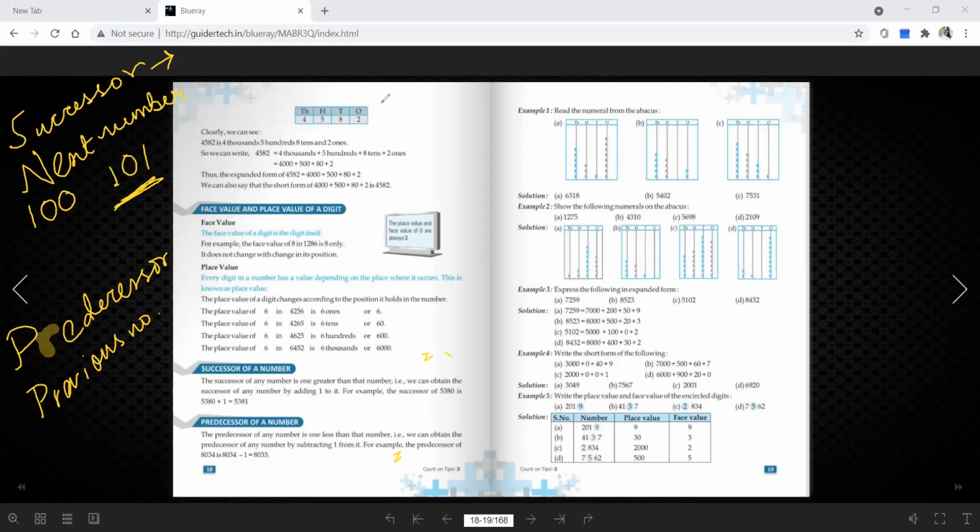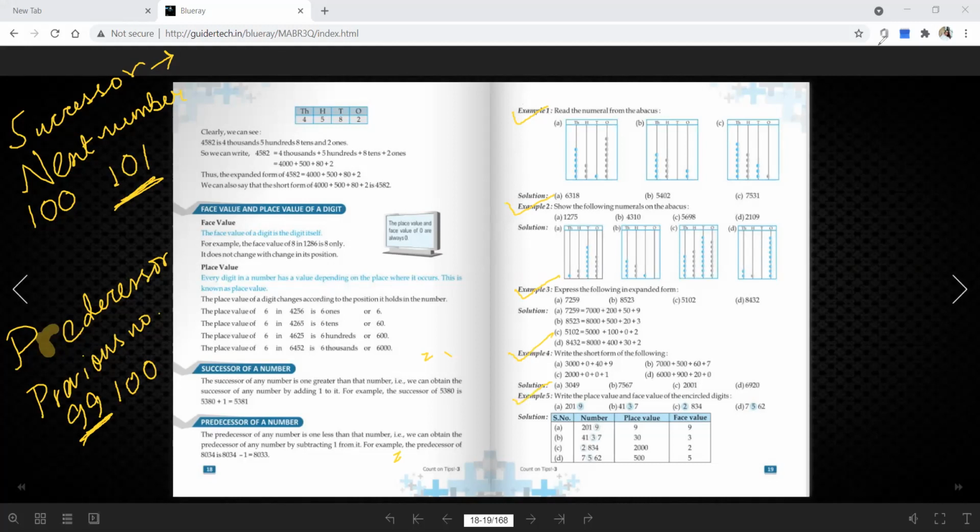Again, in the same case, suppose I'm telling you to take out the predecessor of 100. Before 100, what number comes? 99. 99 is your predecessor. Okay, I hope that this is very much clear to all of you. So here, page 19, nothing to see. Examples are always important. So examples, you just keep a tick and examples you will learn.